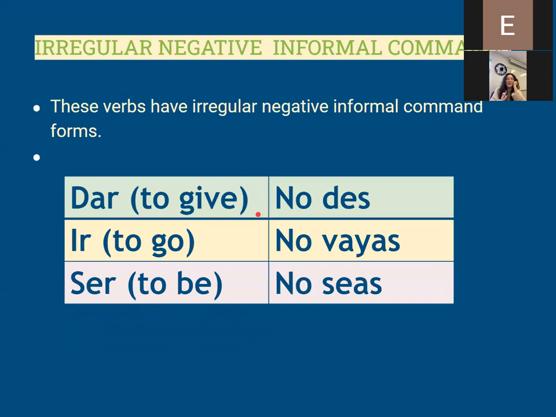And there are three actual irregular verbs in the negative informal command form. We have dar, ir, and ser, and those commands would be no des, no vayas, and no seas.